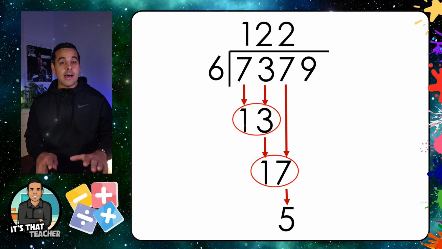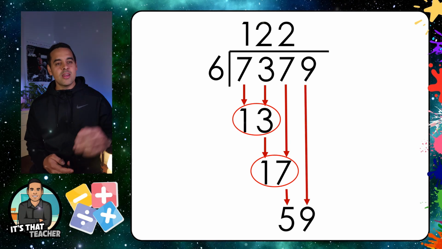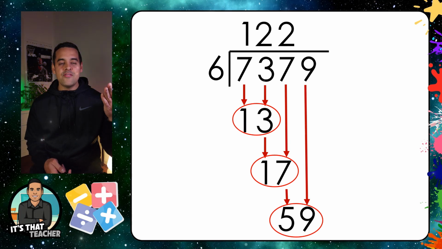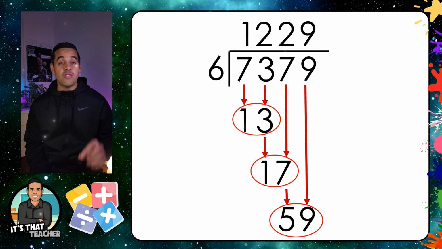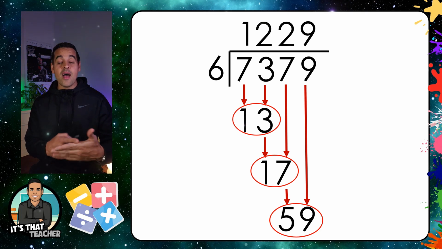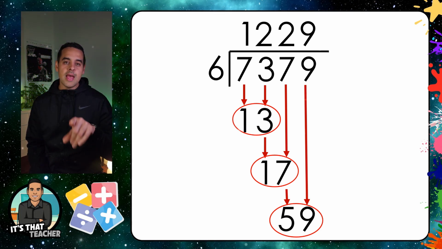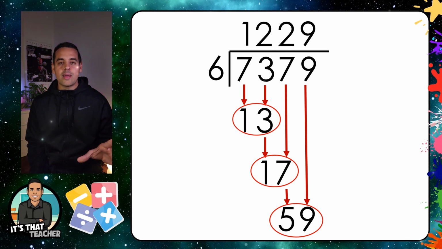So no matter how large the remainder is, you still just follow the same process. Bring the 9 down. How many 6s can fit into 59? That would be 9. So we've used 54 of the 59. We have 5 remainder.